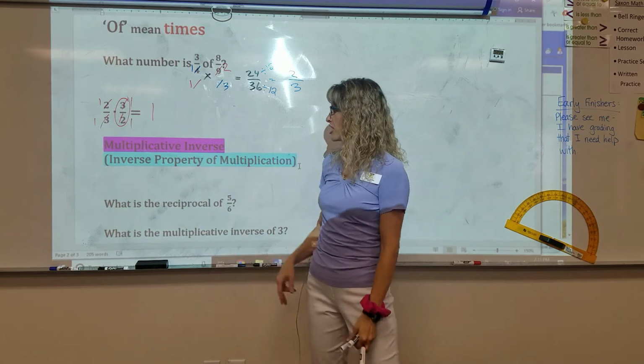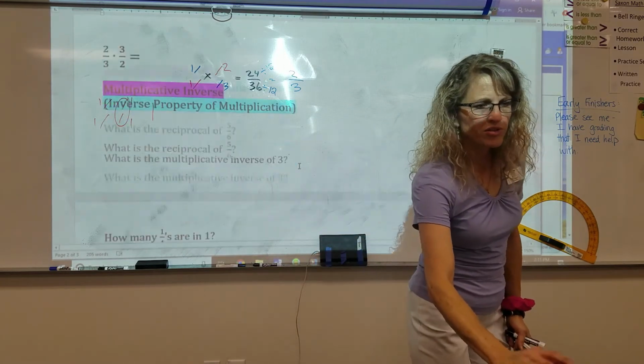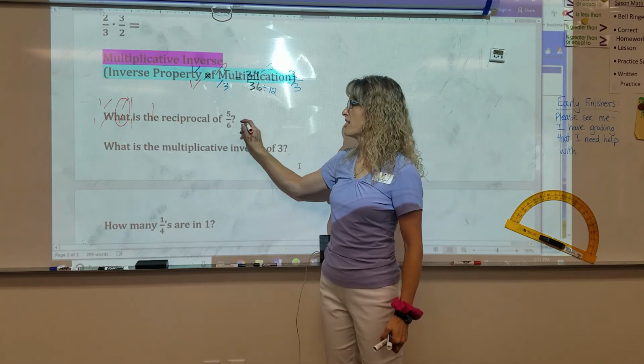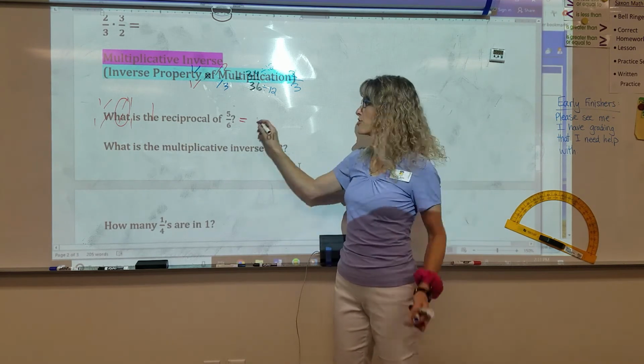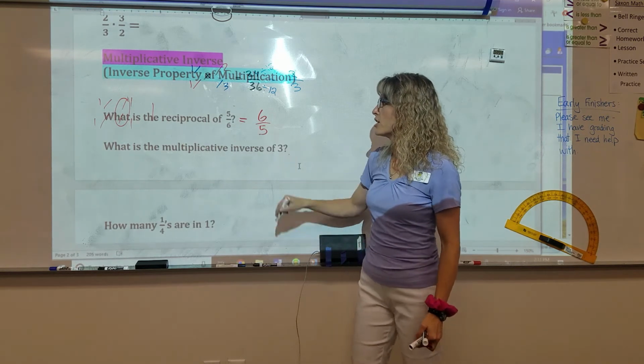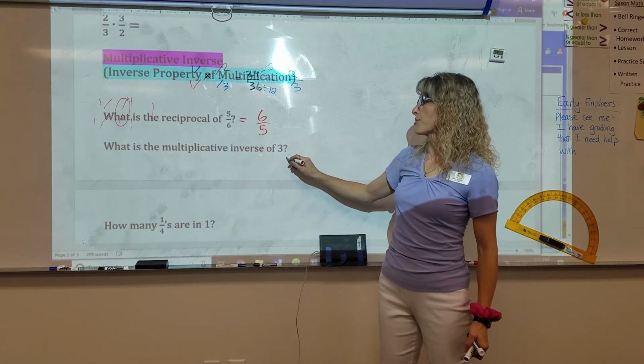Okay? Multiplicative inverse. So let's try a couple of those. It means the same thing as reciprocal, right? Reciprocal would be flip it upside down. So the reciprocal of 5 over 6 is 6/5. The multiplicative inverse of 3, oh, it's a whole number.